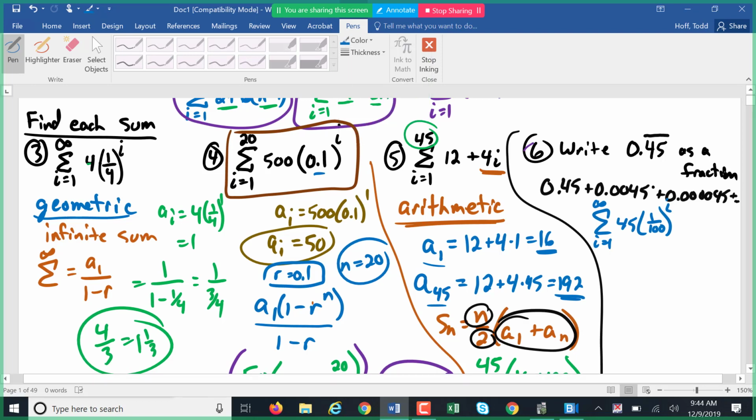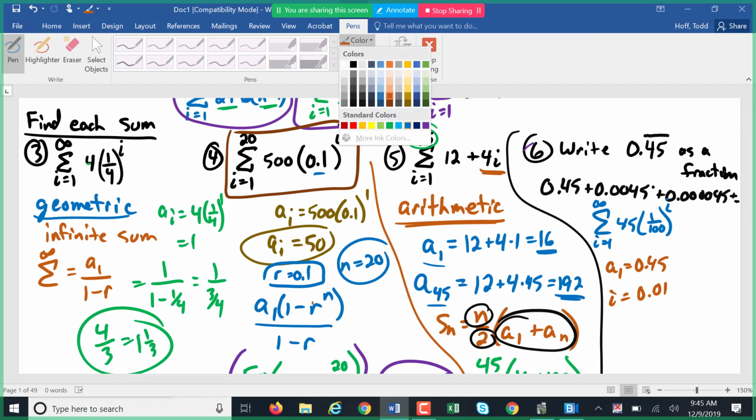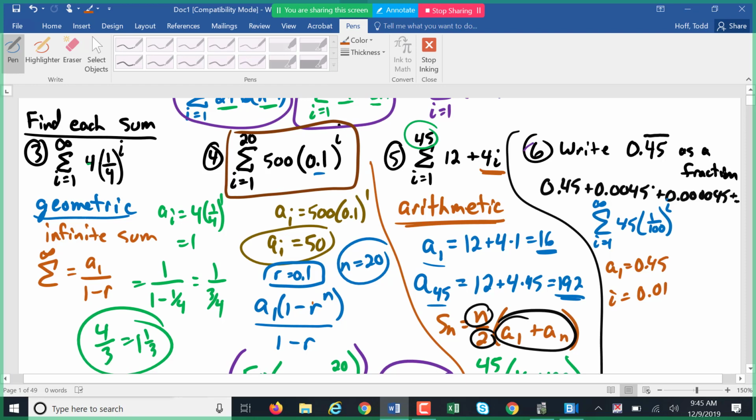So here A1 is 0.45, and r is 1/100th or 0.01, however you want to write it. So that is an infinite series, an infinite geometric sequence. So our sum, S infinity, is A1 over 1 minus r. So that is 0.45 over 1 minus 0.01.